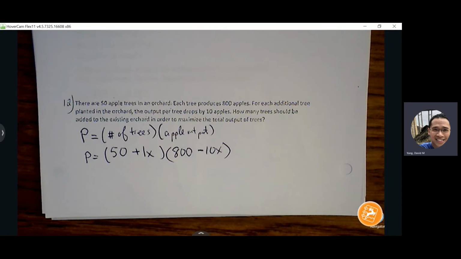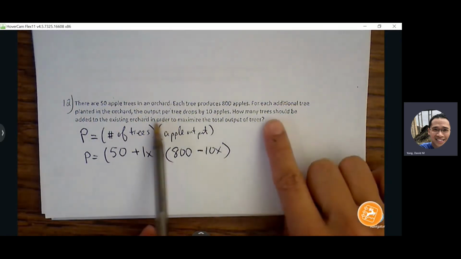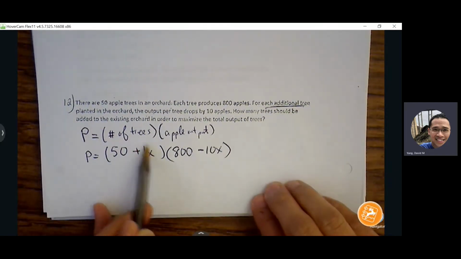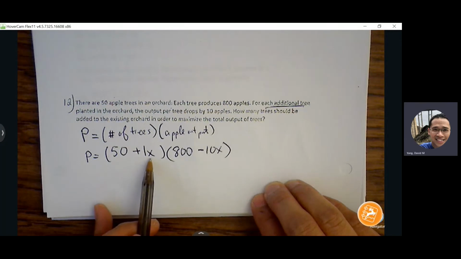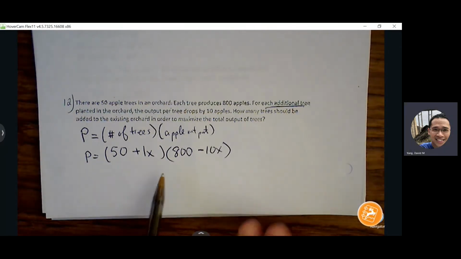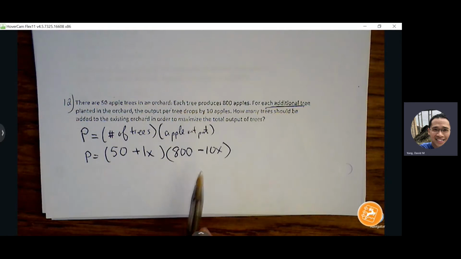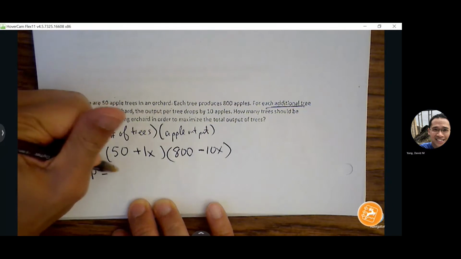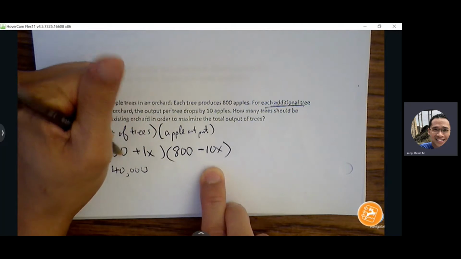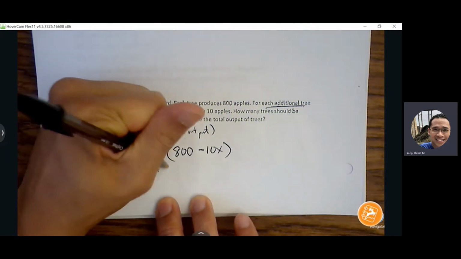Yeah. Oh, the 1x is coming from the fact that it says for each additional tree planted. So that means that for each tree that we add, we're losing 10 apples per tree. So now that we're here, there's no need for a second variable, second equation. Everything is self-contained here. We just FOIL this out, find the derivative, and solve for x. This is 800x minus 50 minus 500x, which is 300x.